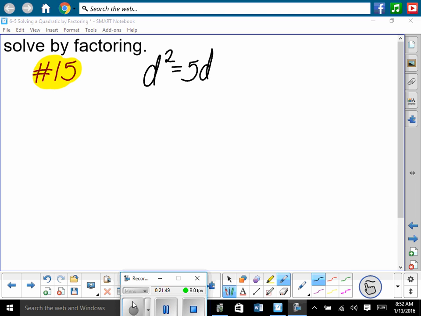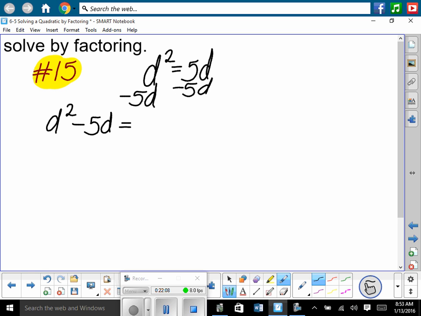Okay, so it says solve by factoring. Once again, the first thing we have to make sure is that it's set equal to 0. So I'm going to bring the 5b over. So I subtract 5b from both sides. Now remember, that's a d. So remember, you can't combine a d squared with a d, so we'll just write it in standard form. D squared minus 5d, and now is equal to 0, because those add up to be 0.